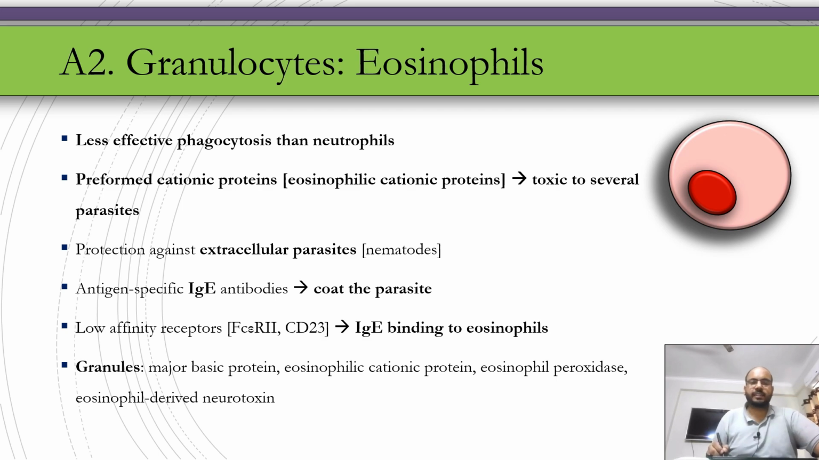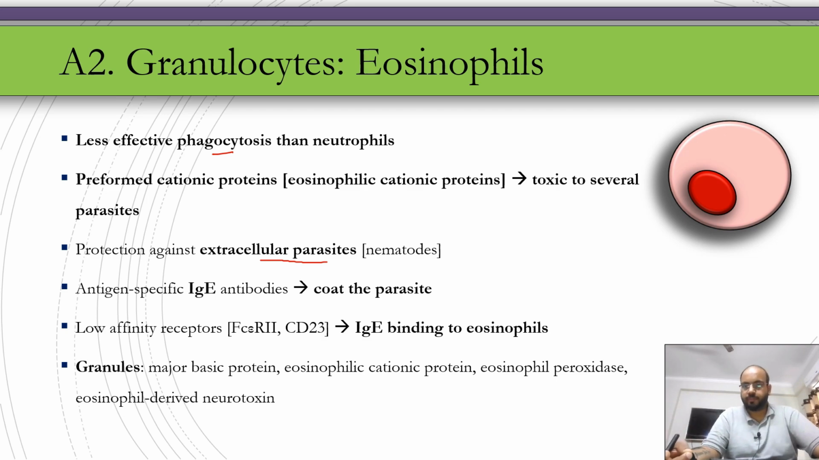Now, eosinophils, the red cells. They also do phagocytosis, but it is less effective than neutrophils. Clear? The major function of eosinophils is to protect against extracellular parasites. Now, neutrophils were protecting against intracellular, isn't it? They were engulfing and destroying. But what happens when you cannot engulf? What happens when the organism is so big in size that you cannot engulf?